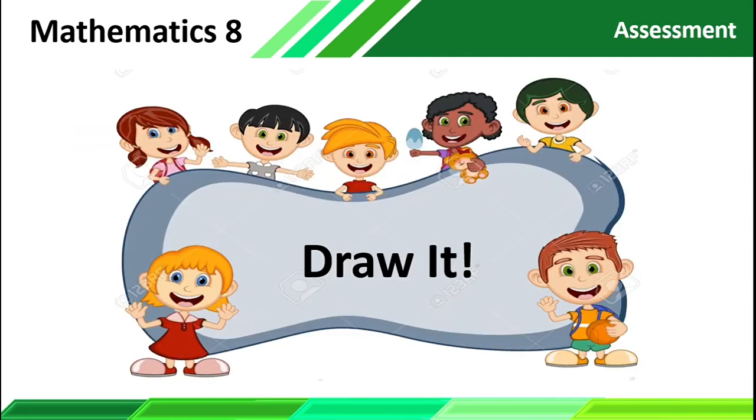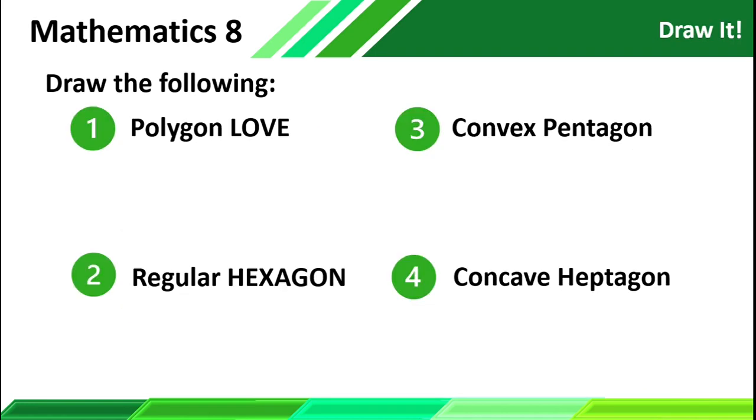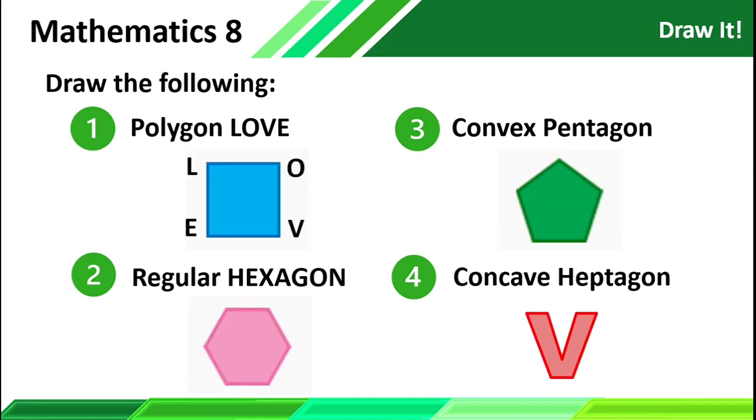Now, it's your turn. Draw the following figures. Pause the video for a while and I will reveal the answers afterwards. So here are the answers on our previous exercises. For number 1, draw polygon LOG. 2, draw a regular hexagon. 3, draw a convex pentagon. And number 4, draw a concave heptagon.